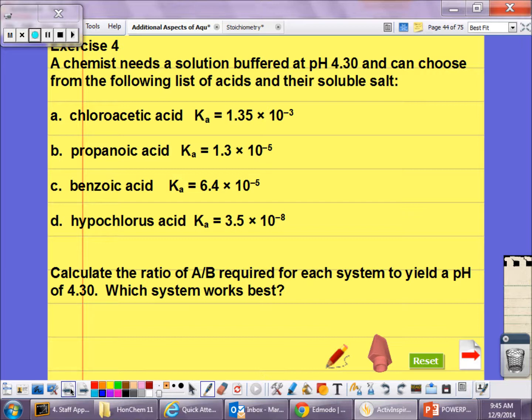Unfortunately, we are running out of time. Even though I have a lot more practice, I will end up asking you to do the rest of the practice on your own. So I won't have to come back to buffer. So next class, we will discuss titration.